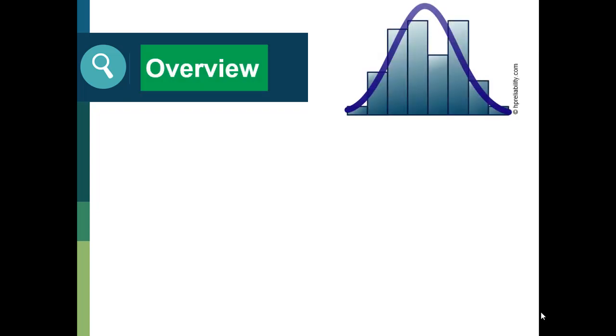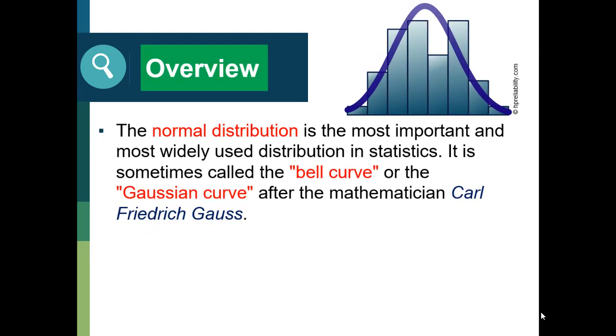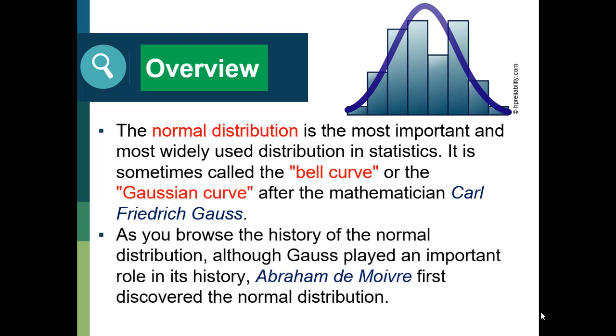As an overview, the normal distribution is the most important and most widely used distribution in statistics. It is sometimes called the bell curve or the Gaussian curve after the mathematician Carl Friedrich Gauss. As you browse the history of the normal distribution, although Gauss played an important role in its history, Abraham de Moivre first discovered the normal distribution.